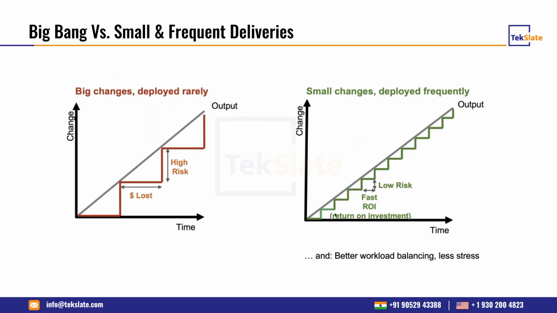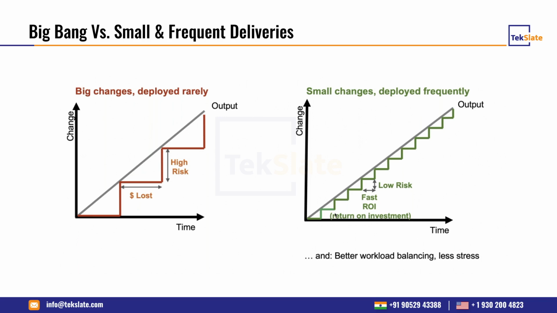What's the difference between the big bang and small, frequent delivery? If you see, big changes are deployed rarely. If it is deployed at the last time, this much amount we have already lost, because you have found the bug here, not here, right? So that much effort is gone, and you have already lost too many dollars, euros, or INRs, whatever your currency is, right?